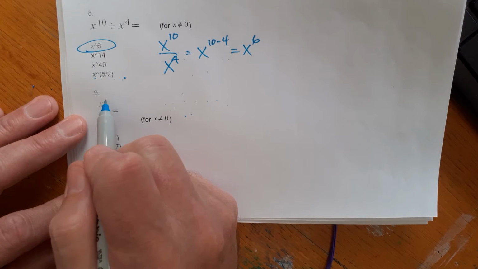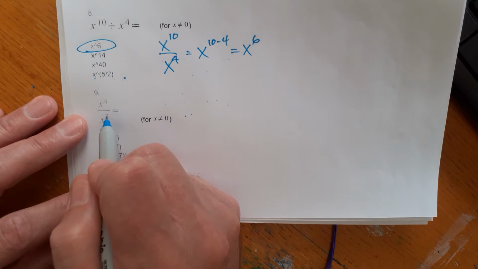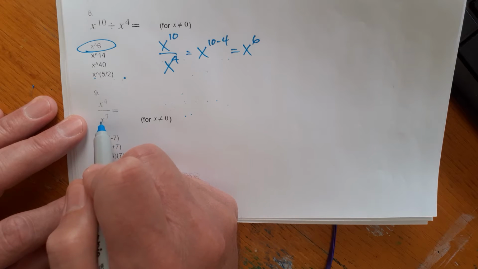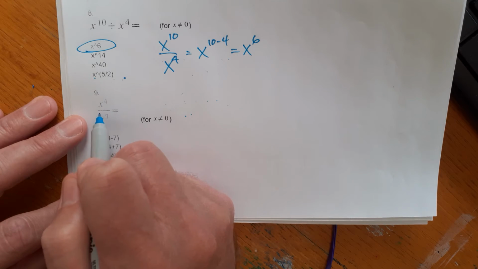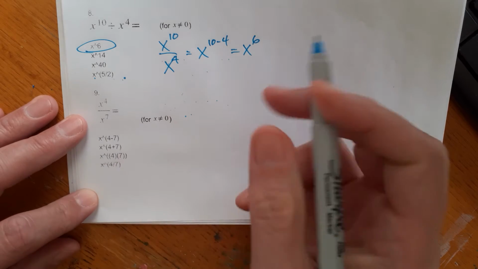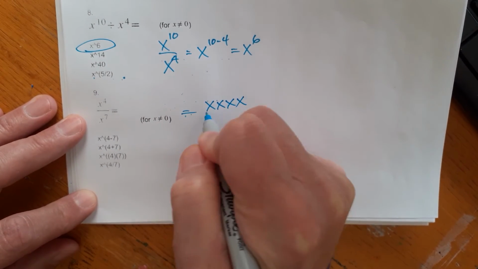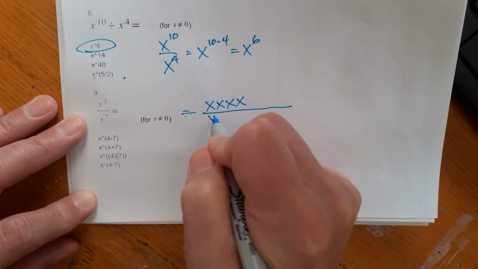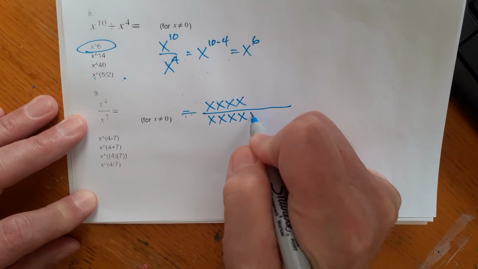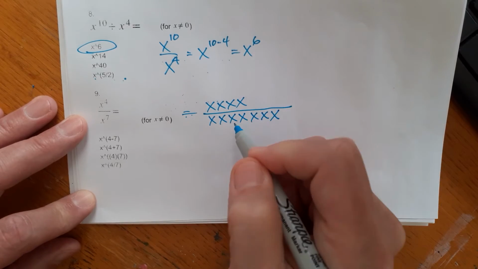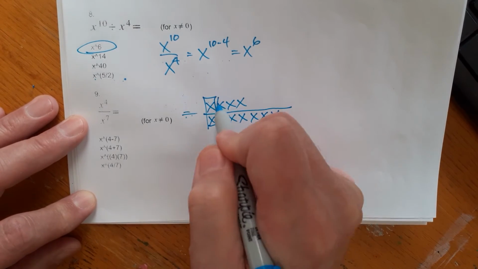Let's reverse a different way. We know it's the top power minus the bottom power as long as the bases are the same, and they are in this case, x to the 4th divided by x to the 7th. So let's draw this out. This is 1, 2, 3, 4 on top, and this is 7. 1, 2, 3, 4, 5, 6, 7 on the bottom. These cancel.